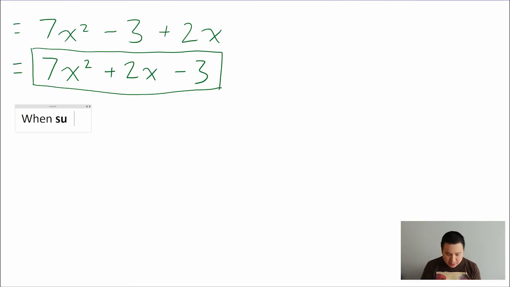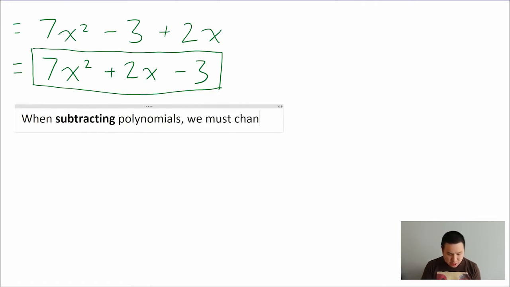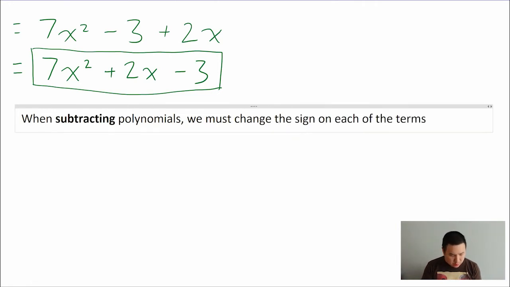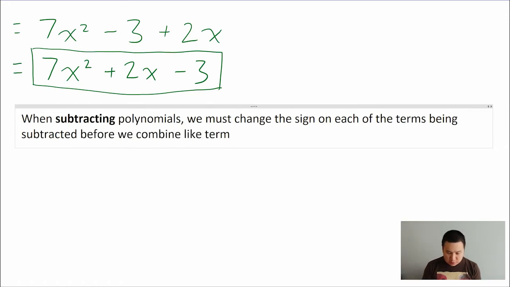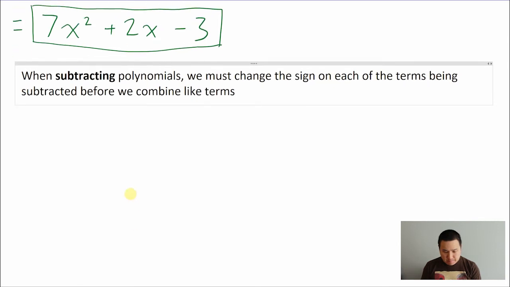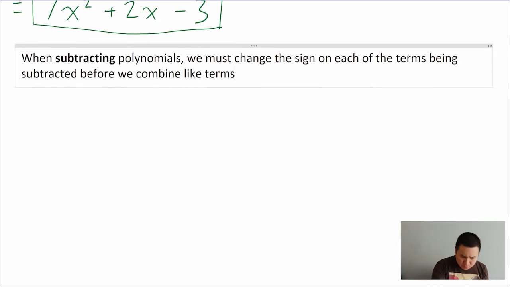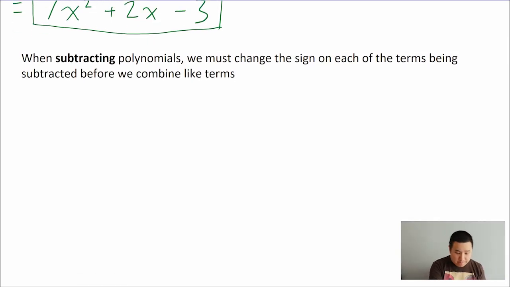When subtracting polynomials, we must change the sign on each of the terms being subtracted before we combine like terms. Let's take a look at what that means. We'll start with an example.